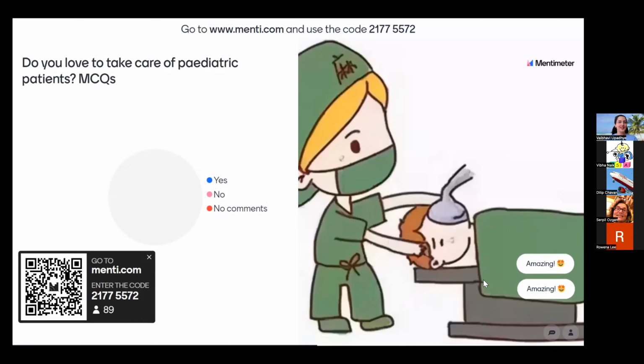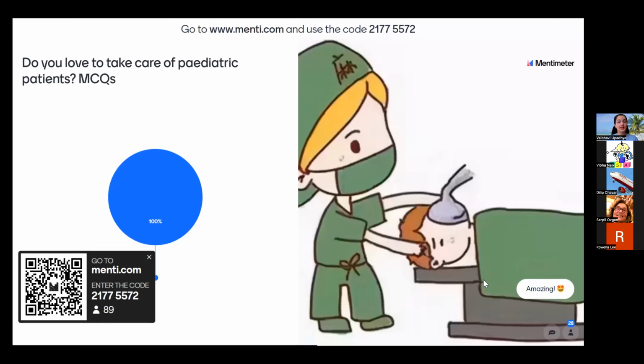Now, there is a question again. Do you love to take care of your pediatric patients? And if you notice, this is a kind of an MCQ. It is like choose one answer from the multiple choice question, and that's how it will be flashed on the screen. It's a pie chart, and that tells us all together what is the collective opinion of the audience today.